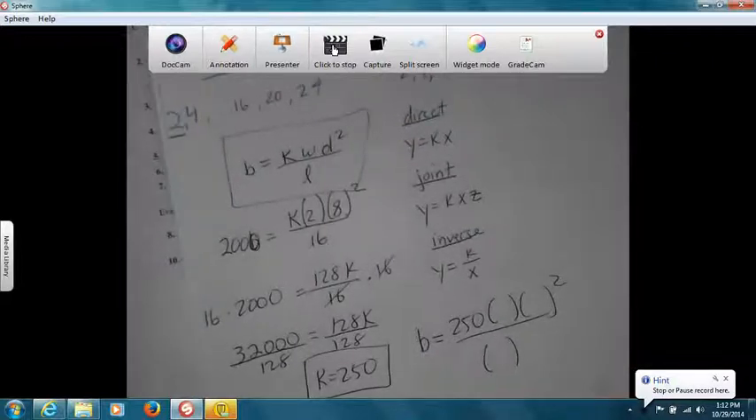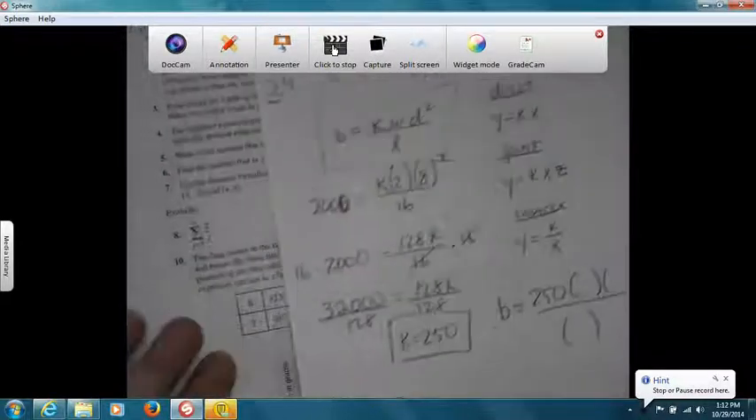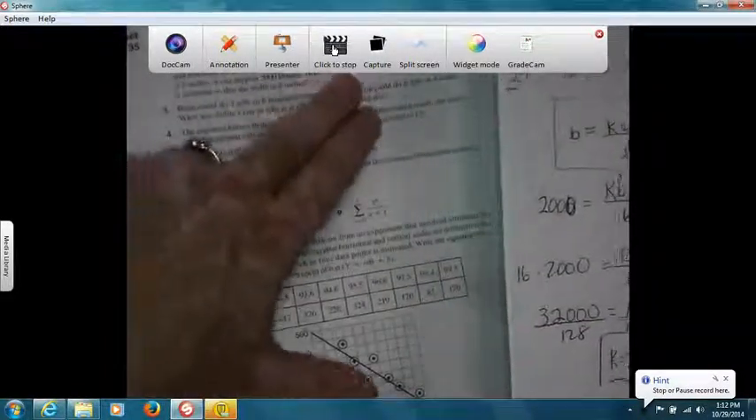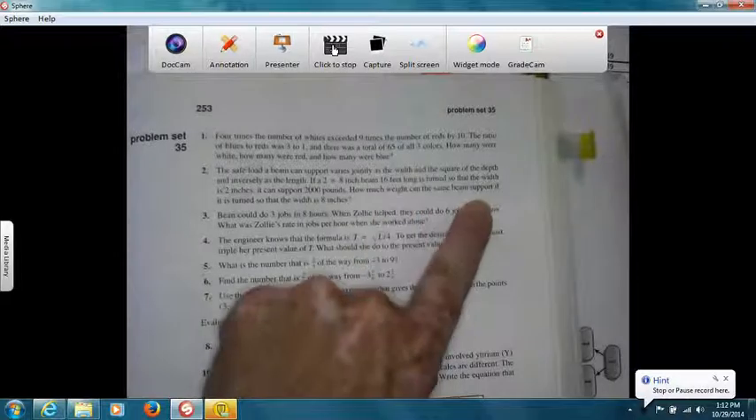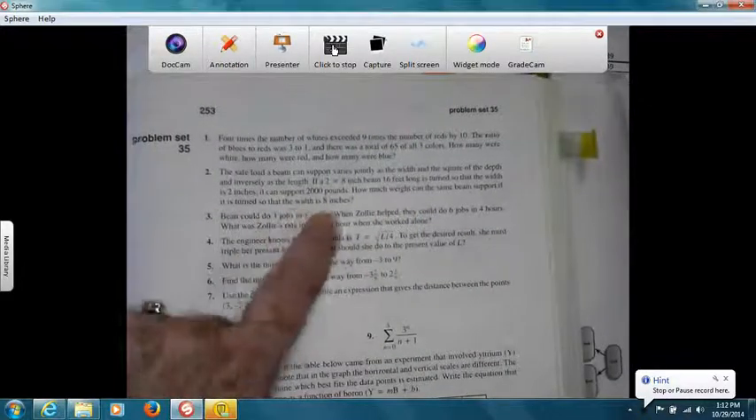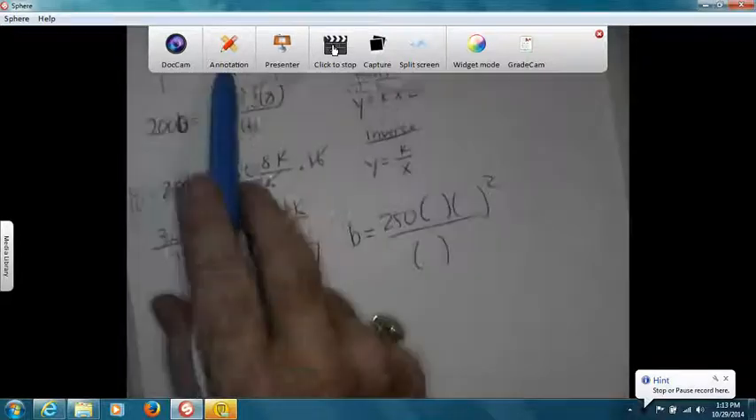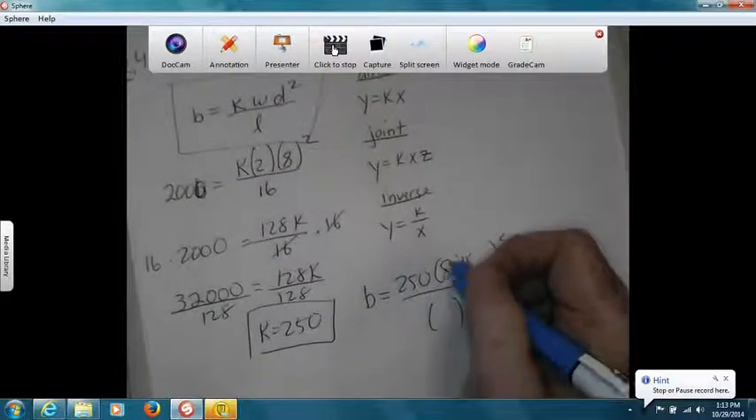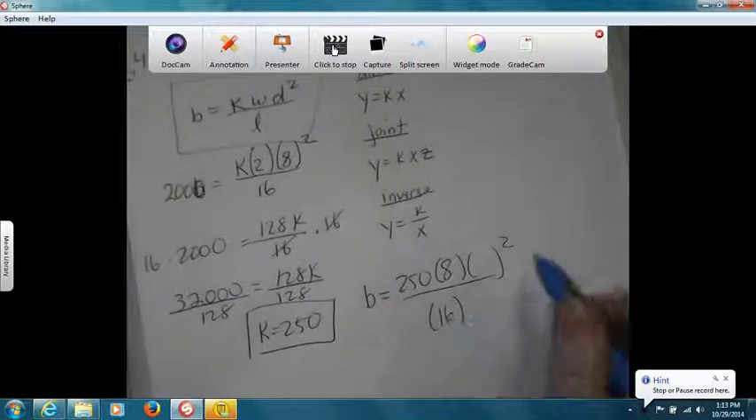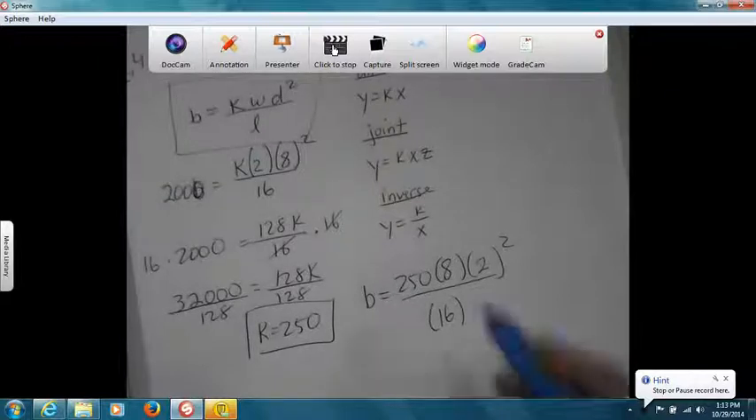Okay, I'm just going to plug everything in. They're going to give me another sentence worth of stuff to read. Let's read it. It says, how much weight can the same beam support if it's turned so that the width is 8? Now the width is going to be 8. So width is the W, so that's going to go right there. And remember, the length was still 16. That makes me have to put the 2 here. There's a 2 by 8.